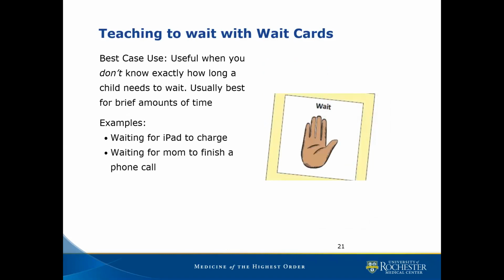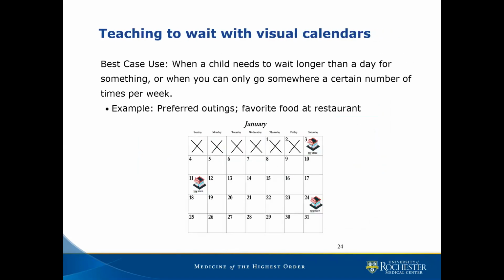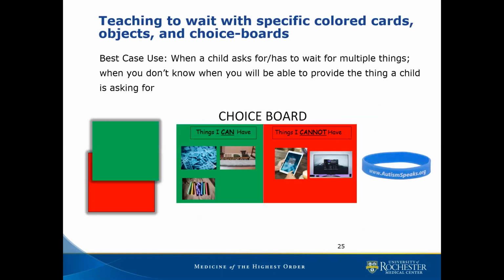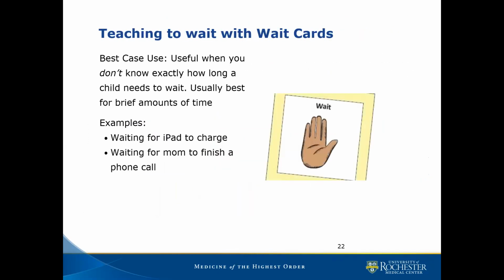So we kind of have the wait cards, but I sometimes like to think of the wait cards also in the context of this other thing I'm going to talk about in a little bit, which is teaching to wait with specific colored cards, objects, and choice boards. But I'm going to break it down for the wait cards. In general, people like this because it's very obvious and very explicit about saying we want you to wait. And this is a signal that we want to train up.